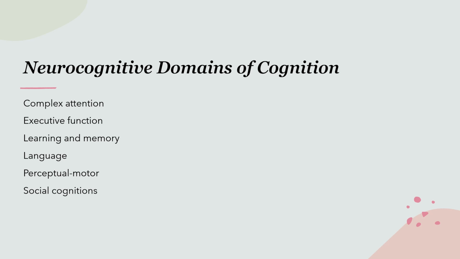Perceptual motor is going to be inserting blocks into a form without any kind of help. Praxis is imitating gestures or learned movements. And gnosis is recognition of faces and colors.